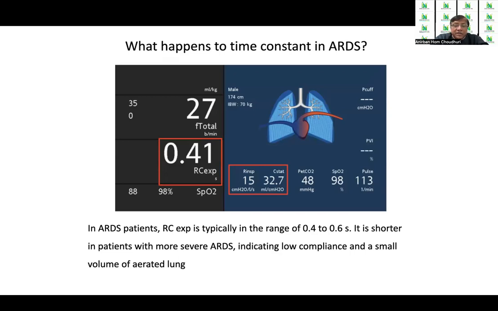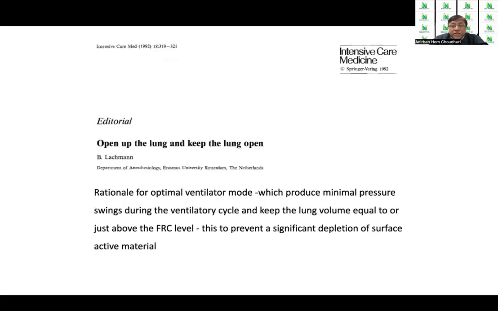And there is only a small volume of aerated lung which is actually participating in the gaseous exchange. So this concept of the open lung approach was given way back in 1992, almost 30 years back, where it was felt that the rationale for an optimum ventilatory mode, which produces minimal pressure swings during the ventilatory cycles and keeps the lung open to or just above the FRC level, would prevent a significant depletion of the surface active material.